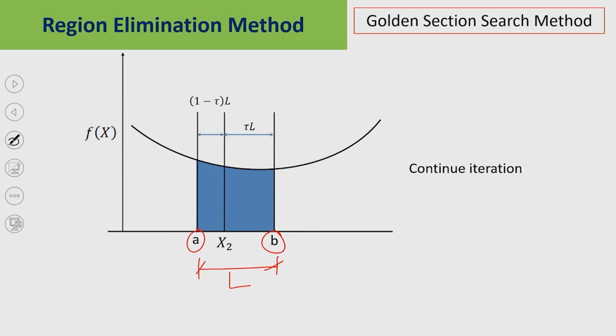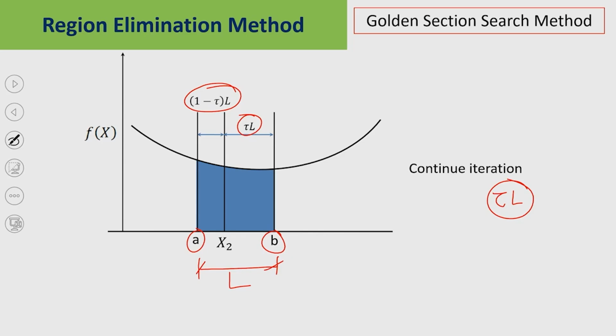Now, if you look at that, you can see that this value will be again tau L for the new L, and this value will be equal to 1 minus tau L for the new L. So, this iteration will continue. We can continue this iteration, and you can see that in every iteration we are eliminating tau into L region. And how many function evaluations are you doing here?